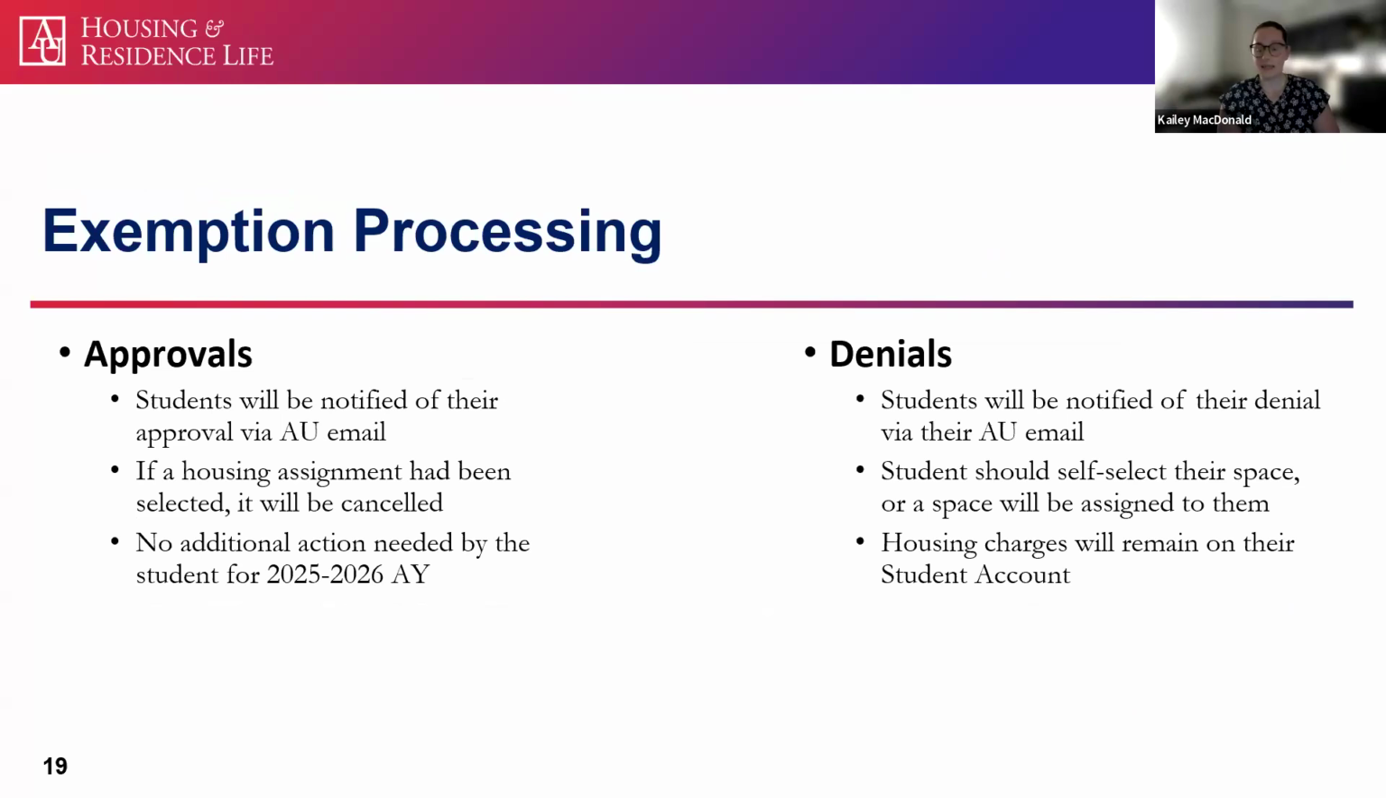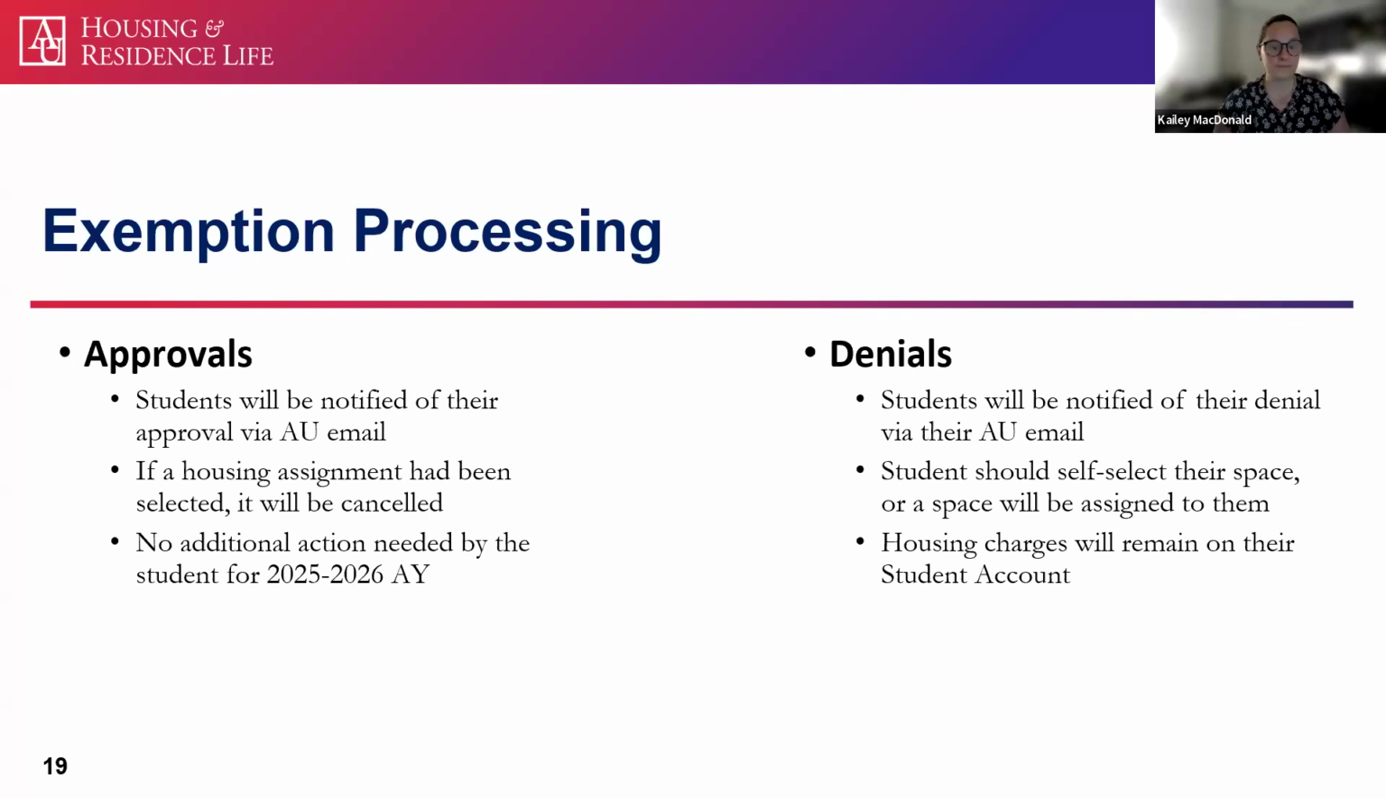And if you had at some point selected a housing assignment, it will be canceled on your behalf since the exemption is approved. Then no additional action will be needed from you for the current academic year, 2025-2026. Any exemption requests that are denied, students will be notified by their AU email, and we encourage the student to select their space, or we will assign them during the manual assignment period, and the housing charges would remain on your student account.